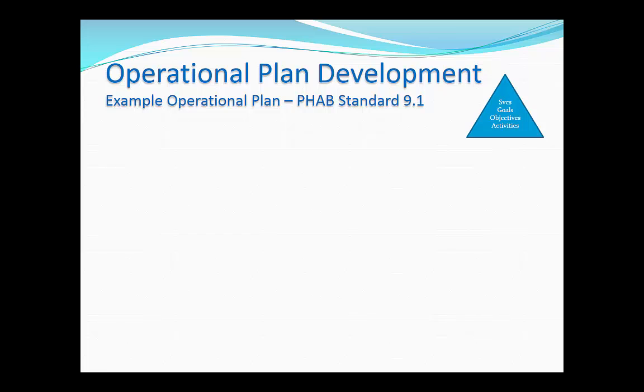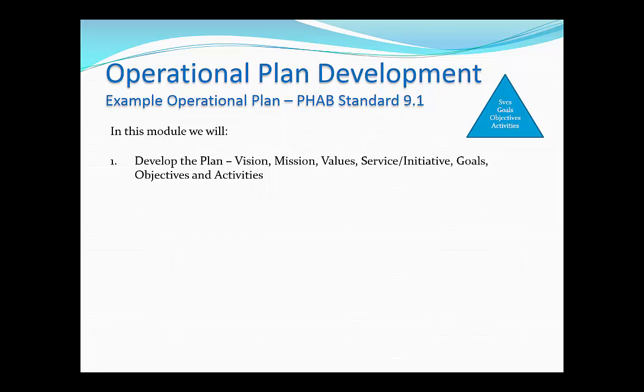This example operational plan will show you the actual steps involved in the development of a plan from top to bottom. In this module, we'll develop the plan with vision, mission, values, a specific initiative, and its goals, objectives, and activities. Then we'll assign objective and activity leaders and teams to identify who will have the responsibility for the ongoing management of the plan activities. After that, we'll assign external partners to the activities. These are the folks outside of your department who will help you to perform the activities you've planned.